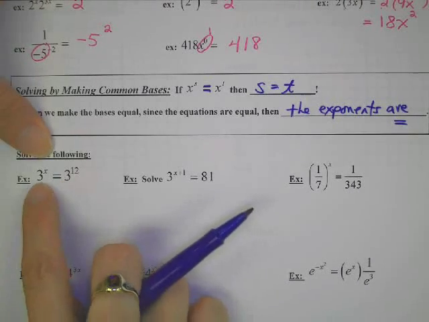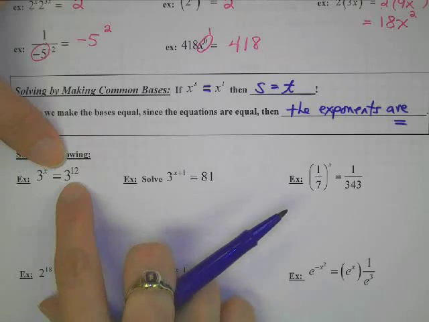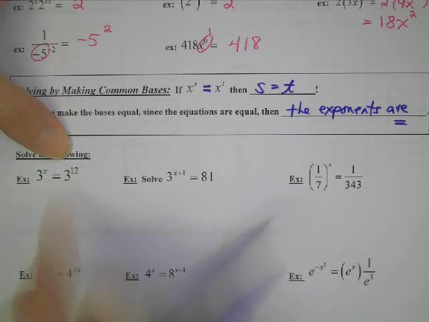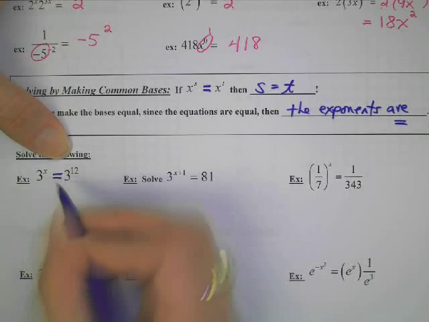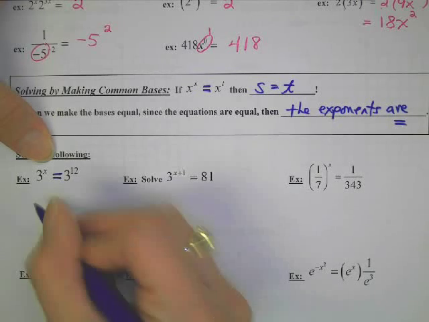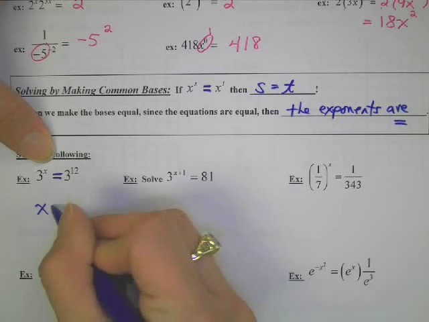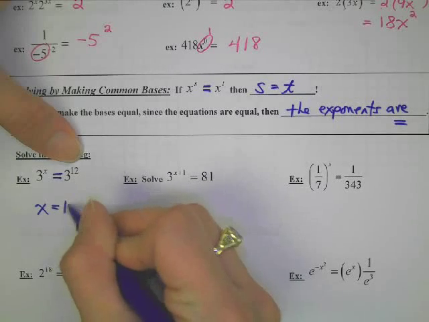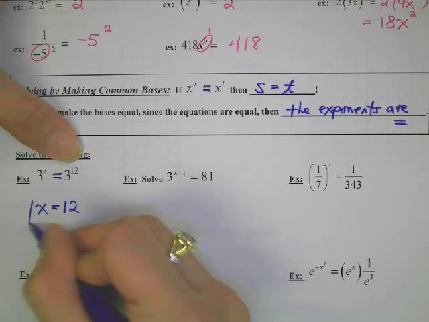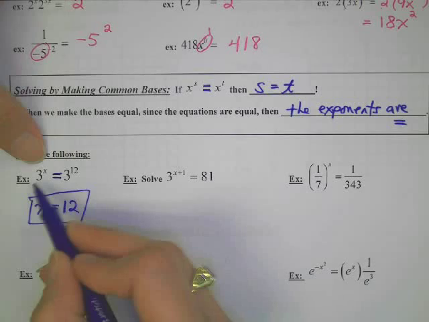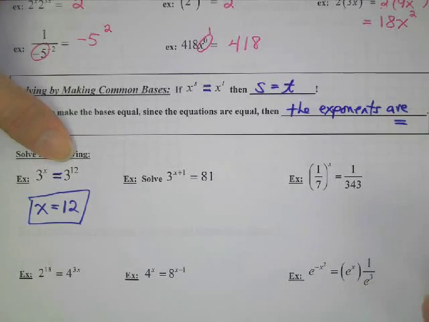Okay, so we've got an equation here. We're going to solve it. I've got 3 to some sort of power equaling 3 to the power 12, and they are indeed equal. Well, since they're both 3's, that means that the power x on the left must equal the exponent on the right, and that equation is solved. Okay, if you make common bases, it becomes very easy.